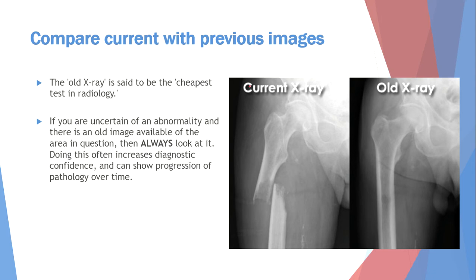If we look at this picture, we have on the current X-ray a broken bone with displacement, but if we look precisely at the old X-ray, we can understand this is a pathological fracture because the density of the bone in this sector is lower than in other parts of the bone.